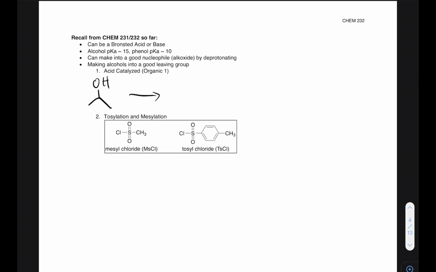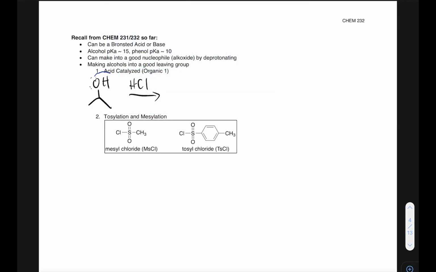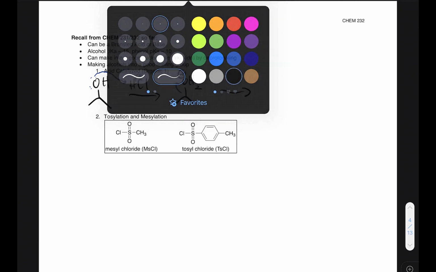So we can do that simply by adding some sort of acid to it, say HCl. And when we do that, this OH, of course, is more basic than HCl, so we generate OH2 plus. And now this is a much better leaving group, okay? And so what we end up doing, because remember when we have a really good leaving group like this, it leaves on its own, an SN2 or SN1 like reaction, okay?